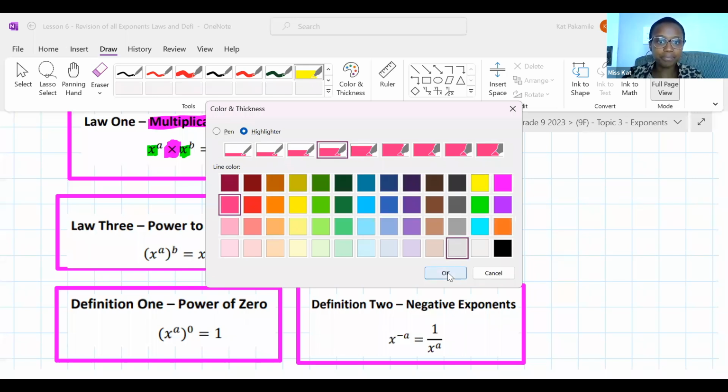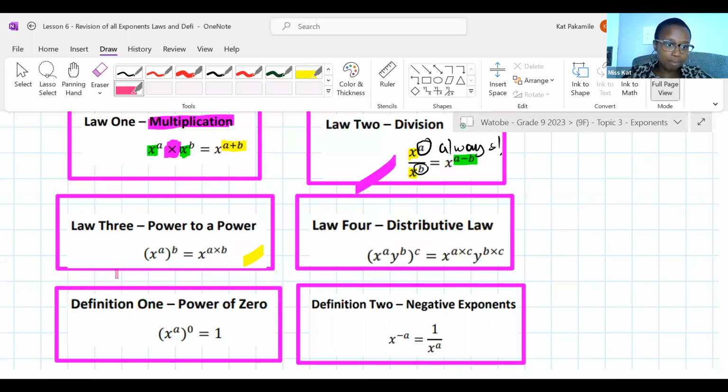Okay, let's see. Power to a power. So we have a base. This time we have a power raised to another power. So we have 2 exponents this time. 1 base, 2 exponents. In this case, what do we do? We multiply the exponents. Okay. Do not confuse it with law number 1. In law number 1, we have 2 bases which are the same. In this case, we have 1 base, 2 exponents, and we multiply them, not add. Are we with me? I hope we are, because I feel like I'm talking a lot.